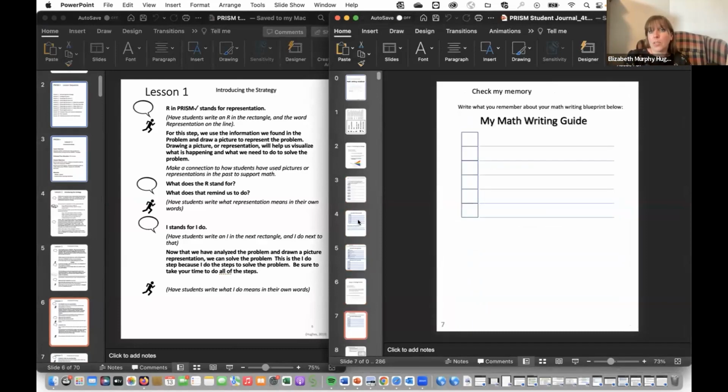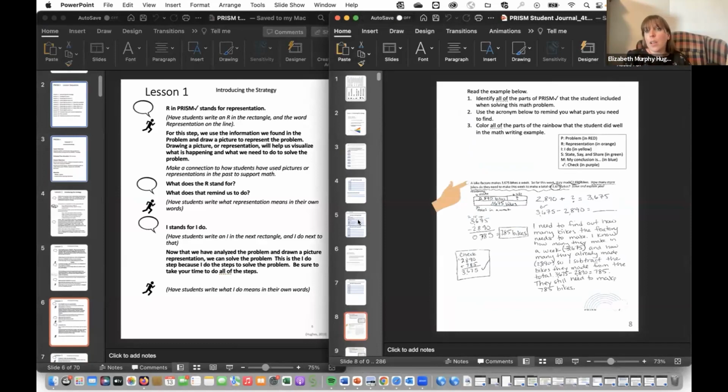We do positive self-statements, we check their memory, and then we have the examples and non-examples where they go through and they look at with a different color. Did this example address the problem in red? Does it have the representation in orange? The equation in yellow, and all those steps. The little rainbows on the bottom, students would color those in.